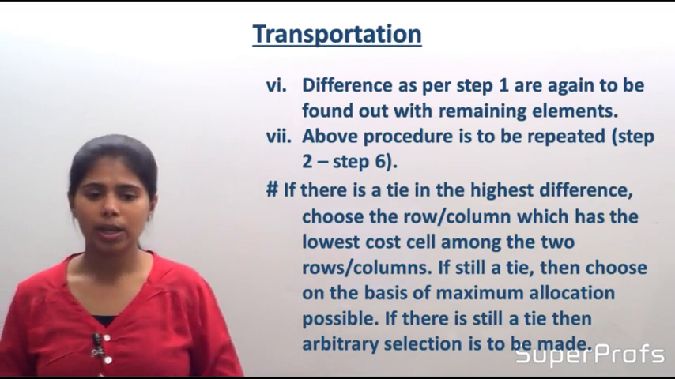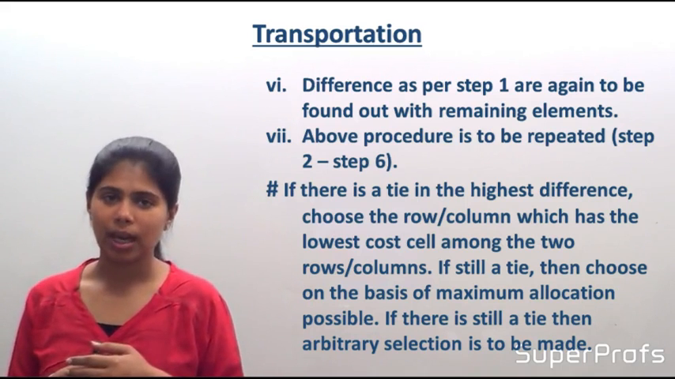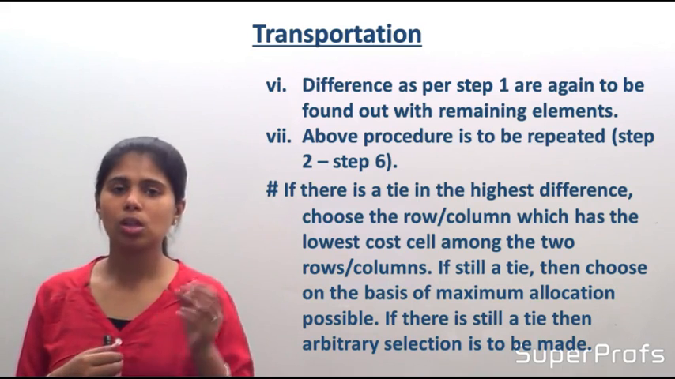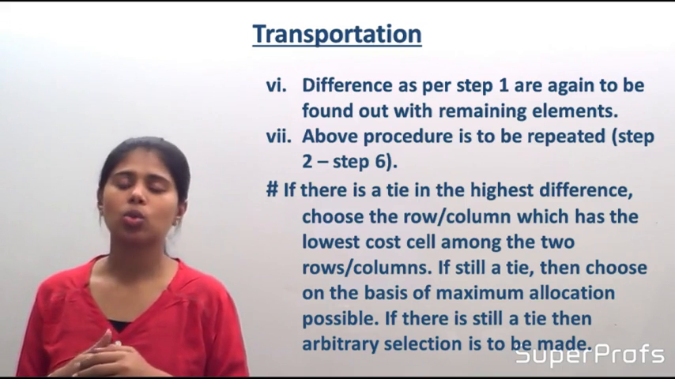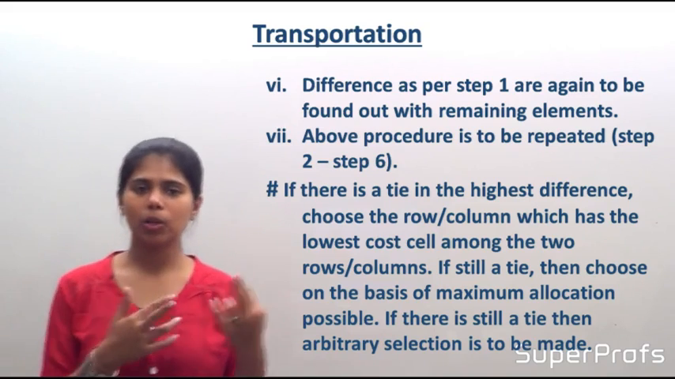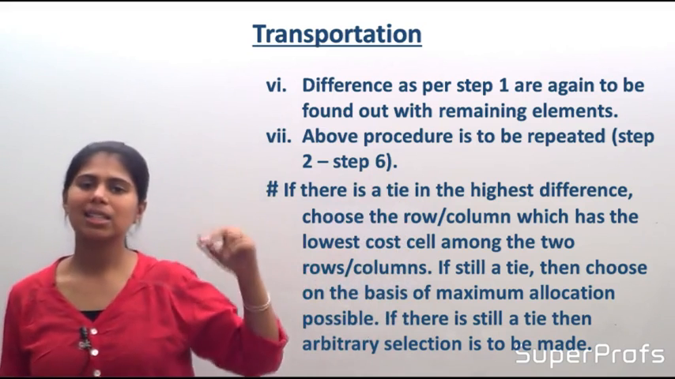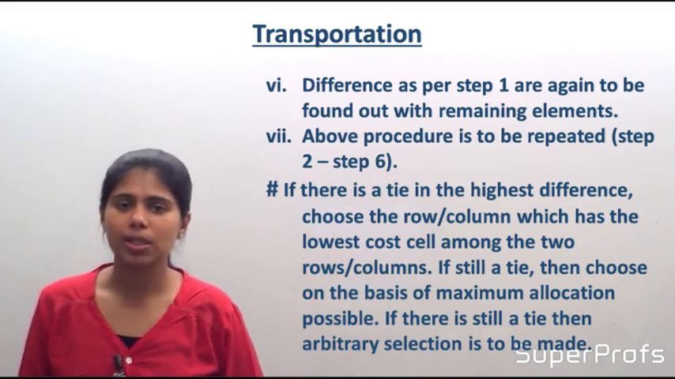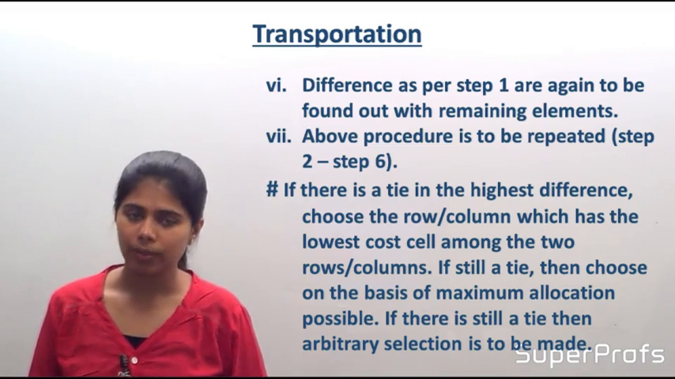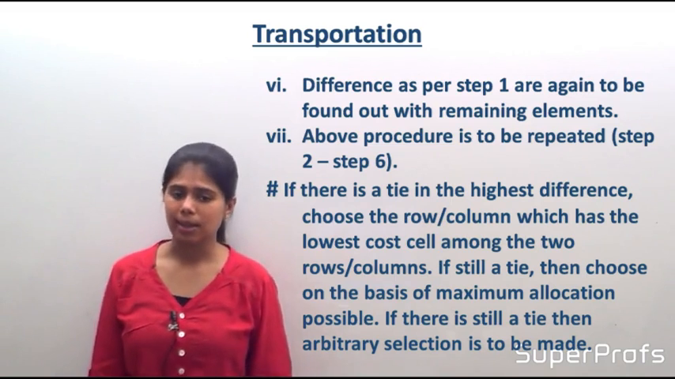In any of these choices, if there is a tie in the highest difference, then we choose the row or column which has the lowest cost cell among the two rows or columns. So if there is a tie between two rows, say for example, we will see which of the two rows has the least cost cell. If there is still a tie, then we choose on the basis of maximum allocation possible. Even after that, if there is a tie, then we can do any arbitrary selection.